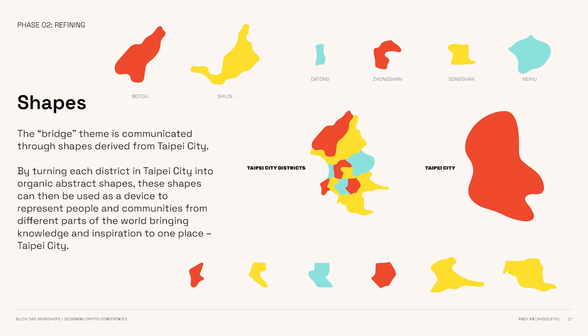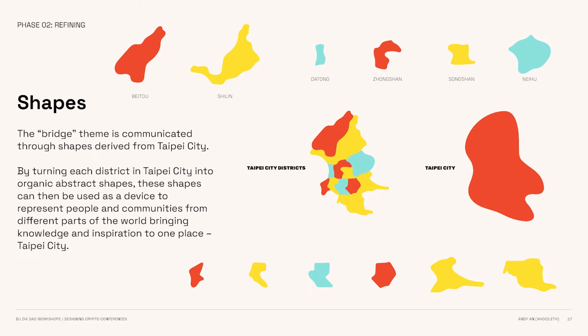Okay, when I think of shapes, I start from the name. It's Taipei Blockchain Week. It's based in Taipei and Taiwan. Maybe the shapes of the buildings in Taiwan, those traditional buildings, or Taipei 101, food, boba, these kinds of things. And then eventually I came to maps. I looked at Taipei city maps, and that's what I ended up with.